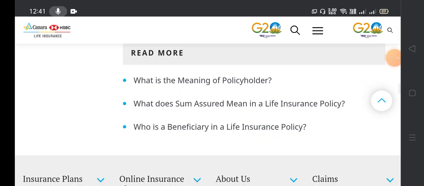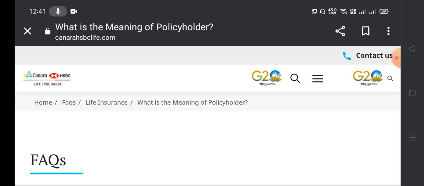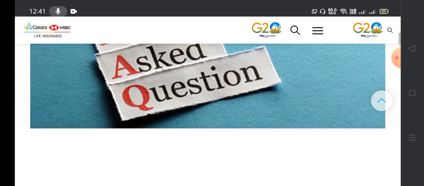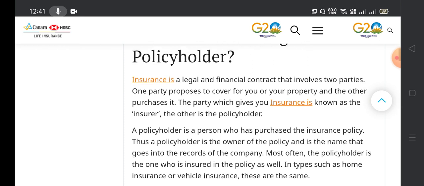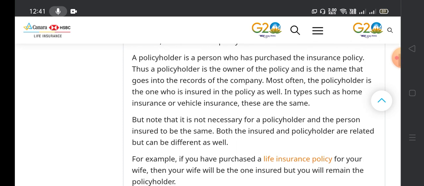So, what is the meaning of policyholder, and what does the policyholder mean? Insurance is a legal and financial contract that involves two parties. One party proposes to cover you or your property, and the other purchases it. The party which gives you insurance is known as the insurer, the other is the policyholder.